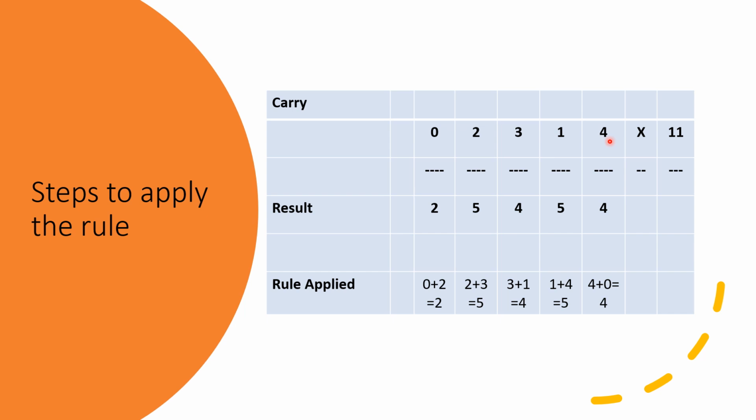Then 4 plus 0 is 4, and then we go to the next digit 1. The neighbor of 1 is 4, so 1 plus 4 equals 5, which is written here as the rule applied. I have clearly mentioned how the rule is applied by considering this particular digit and adding the neighbor. Similarly, we work on 3: the neighbor is 1, so 3 plus 1 is 4. Then 2 plus 3 is equal to 5.